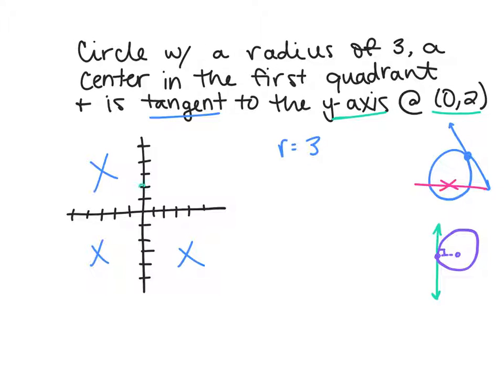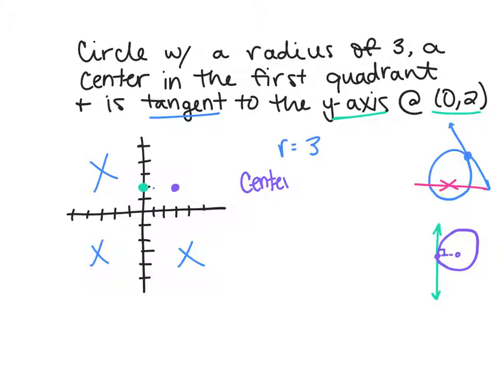So applying that to our graph, if we know it is tangent to the y-axis at (0, 2), we can plot that point, (0, 2), and then the circle is either going to have to bounce off to the right or bounce off to the left. Since we know the center's in the first quadrant, we can just count over 3 from the right. So 1, 2, 3, because we know the radius is 3, and that gives us our center of the circle.